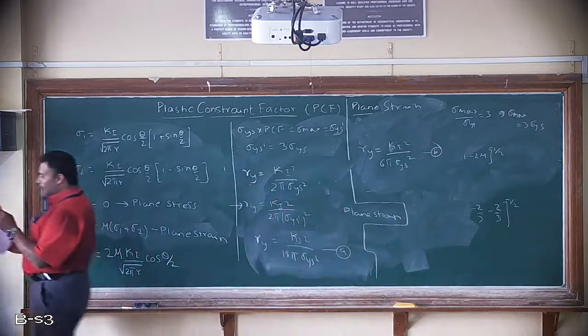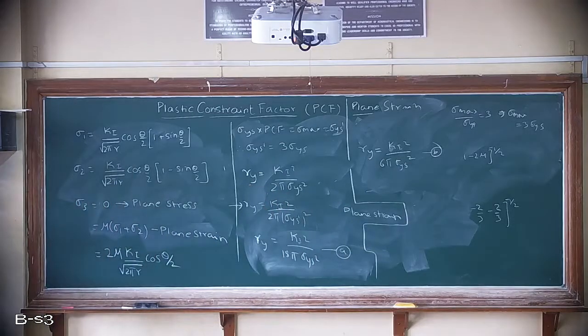The value of Ry according to Irwin's theory is 3 times the plastic zone correction factor of equation A. So whenever you multiply equation A by 3, you get equation B, using Irwin's theory. So that's it, and with this we end this unit, that is the size of plastic zone.